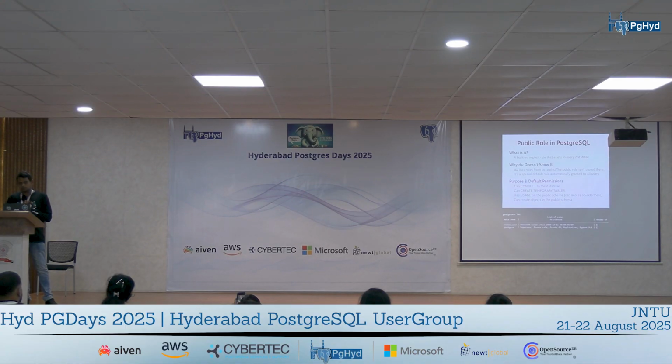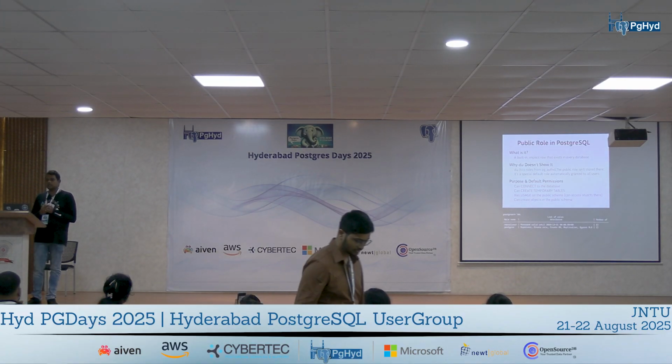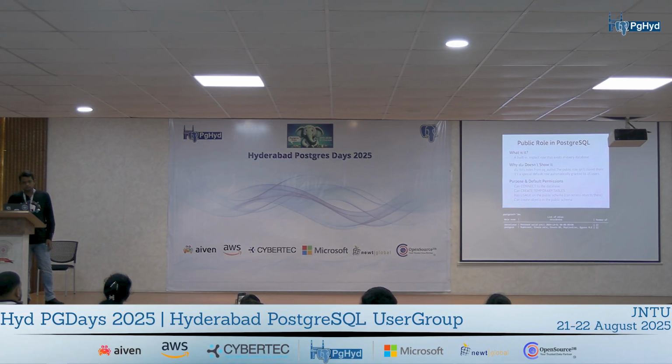Public is a role and a schema also. And this is an important point: can the public role create objects in the public schema? Can someone answer this question? That is partially true, it is not true in all the versions. I will come to it in the next slides. Until Postgres version 14, the public role allows us to create objects in the public schema.